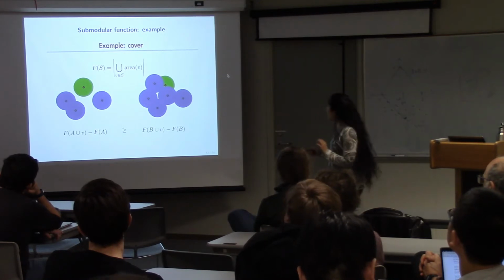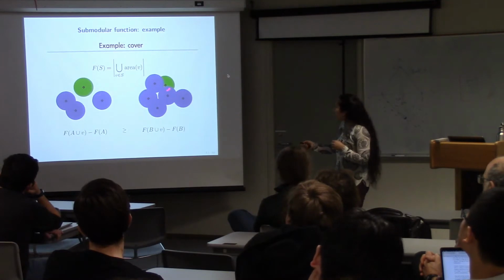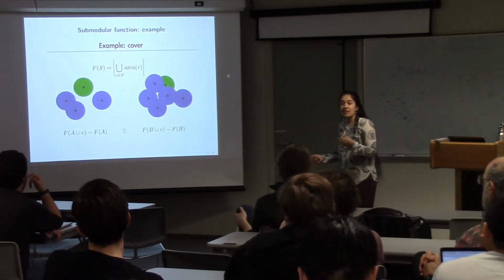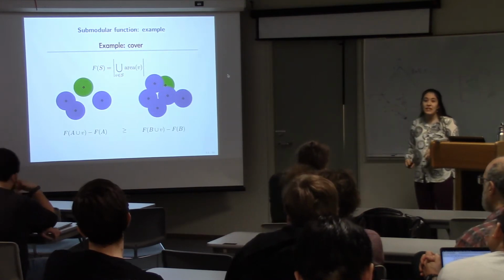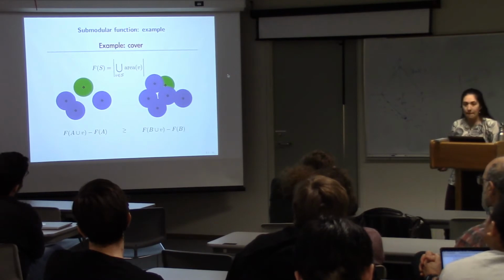On the right, I'm going to look at a set of circles B that contains set A. And if I add this green circle to that set, the addition to the area is less. Okay, so the area function satisfies the requirement for submodularity. This is a submodular function.